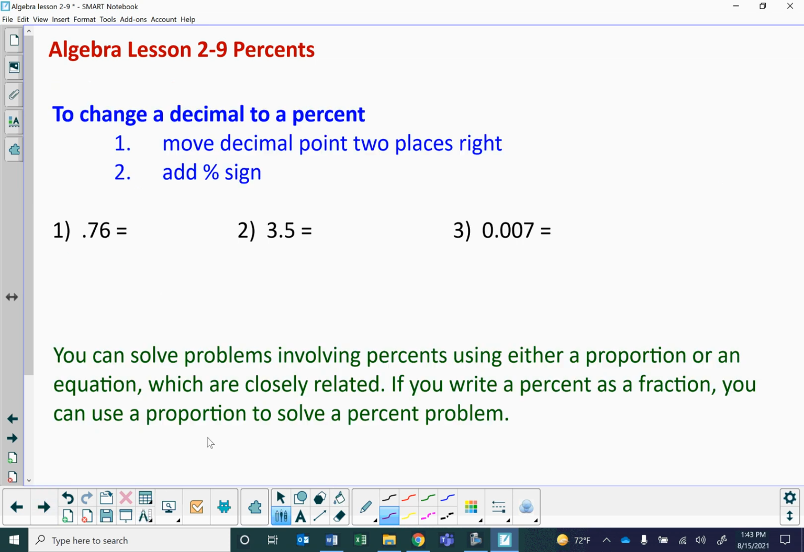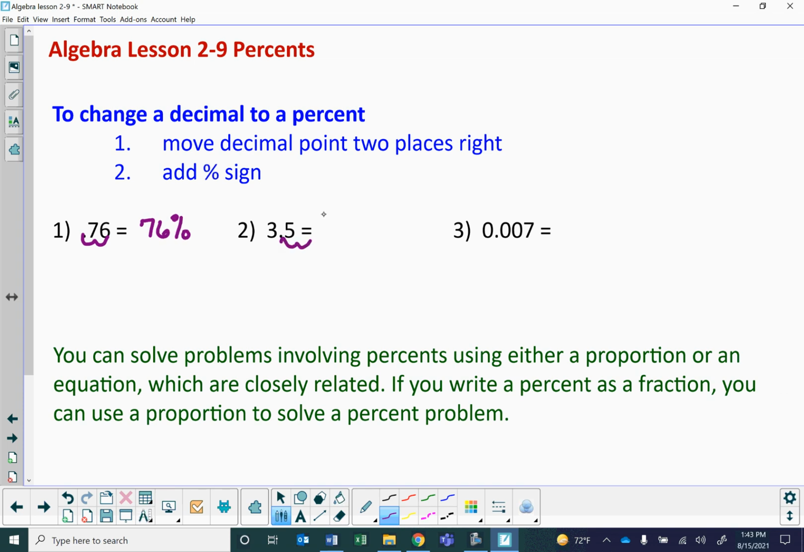And last but not least, to change a decimal to a percent. Well, to change a percent to a decimal, you move the decimal point 2 places to the left. To change a decimal to a percent, you're going to do the opposite. So you're going to move the decimal point 2 places to the right, and now you're going to add a percent sign. So 0.76 becomes, move it 2 places to the right, 76%.